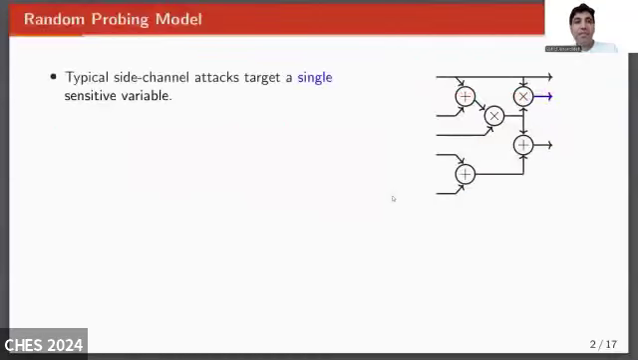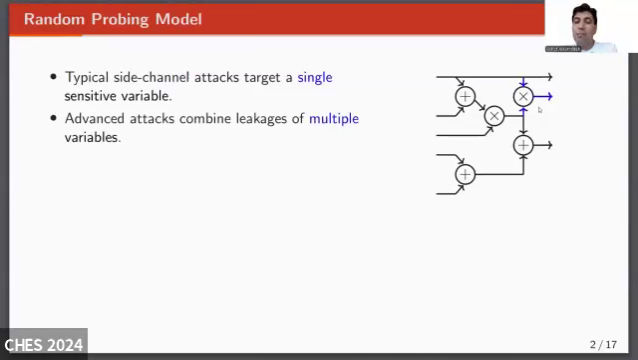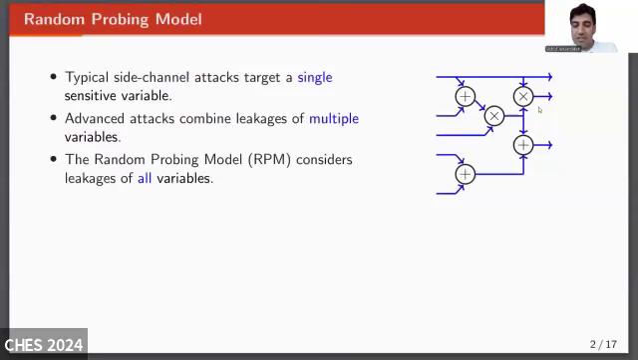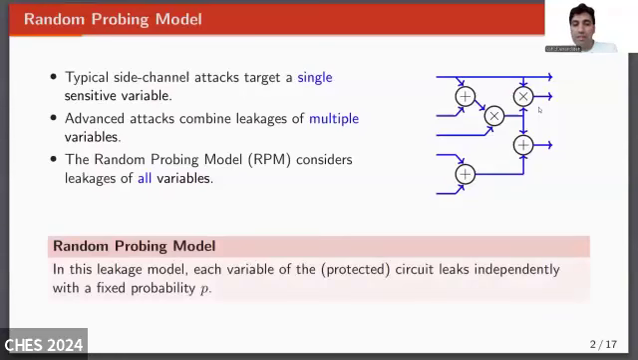Let's first start with defining the random probing leakage model. Typical side channel attacks usually target a single sensitive variable, such as the output of AND in this example. However, advanced attacks can combine leakage of multiple variables. A natural extension in this direction would be considering leakage of all of the variables, and the random probing model is defined to capture this notion. In this leakage model, each variable of the circuit, which can be a protected circuit, leaks independently with a fixed probability p.